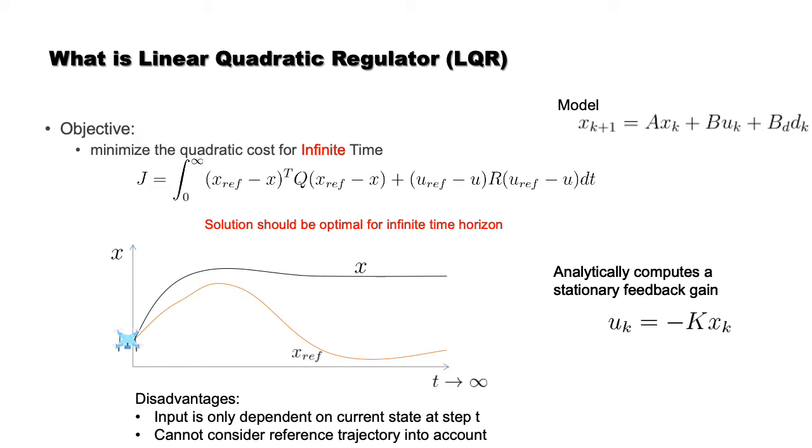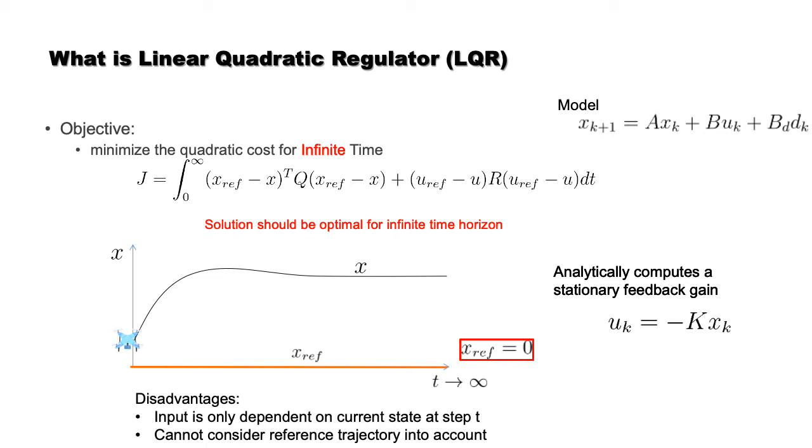However, it is difficult to consider all reference states in the future. Thus, by setting the reference state and solving it as a linear quadratic regulator problem, an optimal solution can be computed analytically. By solving the problem, we get a feedback gain K. And this feedback gain is stationary and is optimal under this assumption.